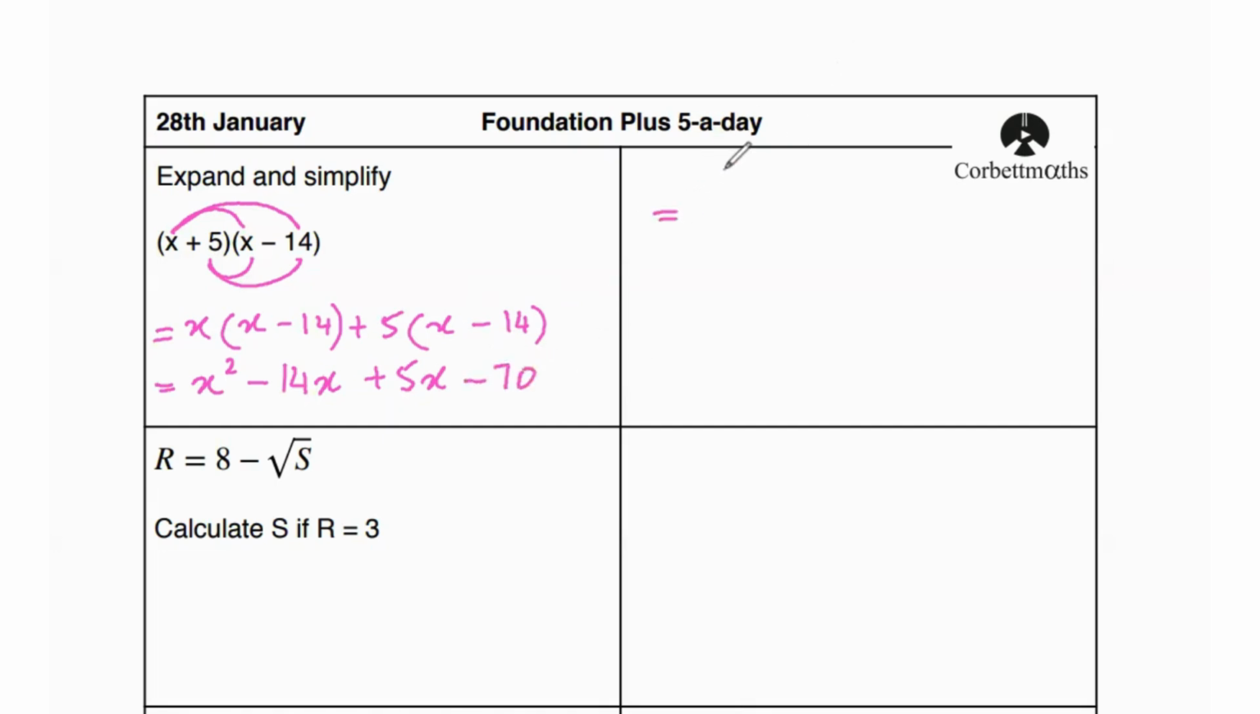So now if we collect the like terms, the only like terms we have are negative 14x and 5x, which is basically equal to negative 9x. So x squared minus 9x minus 70 is our final answer.